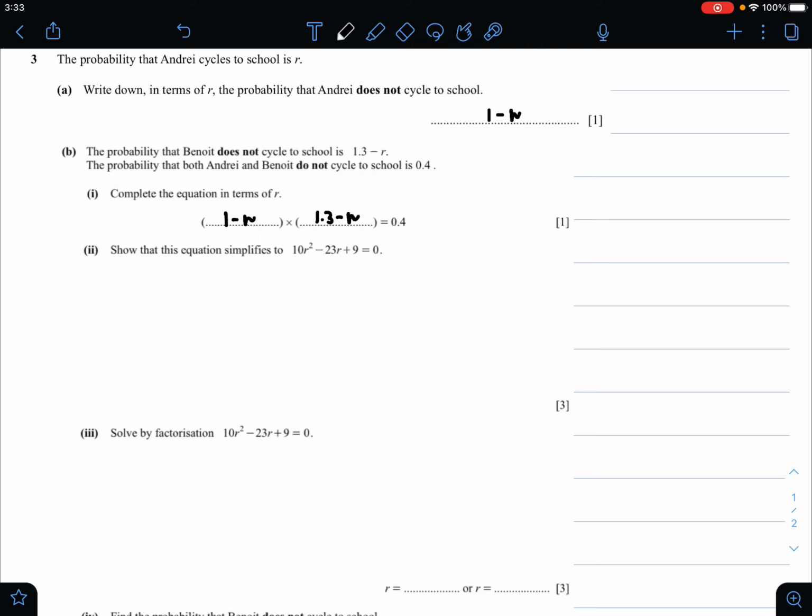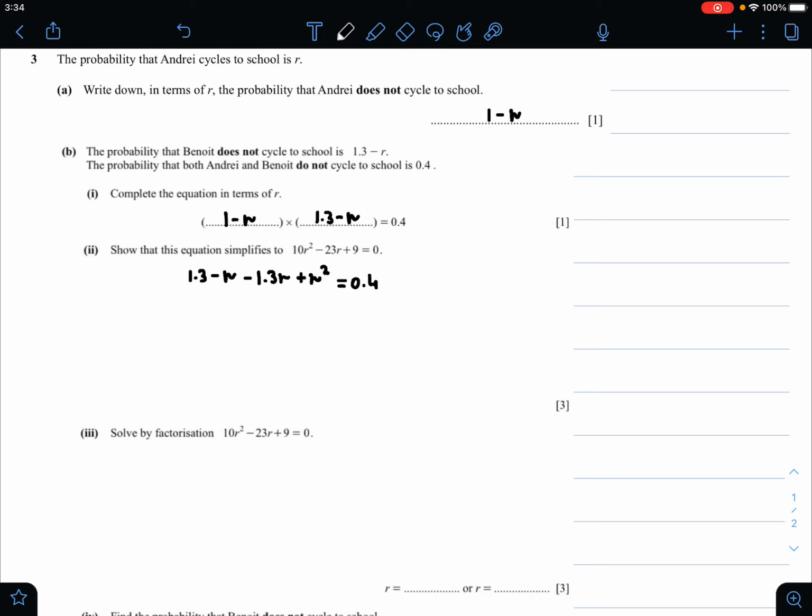Now let's move on to part B2. They are telling us to show that this equation simplifies to the following. Let's expand the brackets first. 1 multiplied by 1.3 is 1.3. 1 multiplied by negative r is negative r. Negative r multiplied by 1.3 is negative 1.3r. And negative r multiplied by negative r is positive r square, which is equal to 0.4.